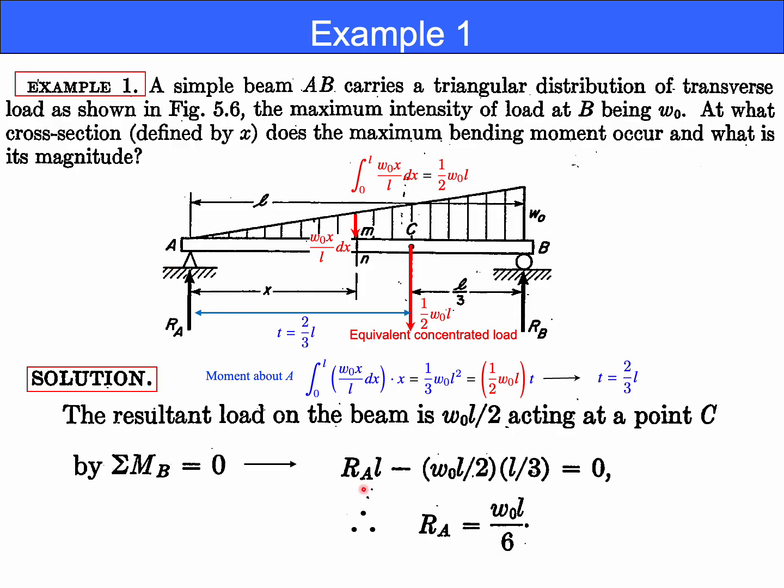The first term is the moment generated by Ra, and the second term has an opposite moment sign, so minus this, which is the equivalent force to the integrated distributed forces, times distance L over 3, equals 0. You obtain Ra. And Rb can also be obtained in the same manner.